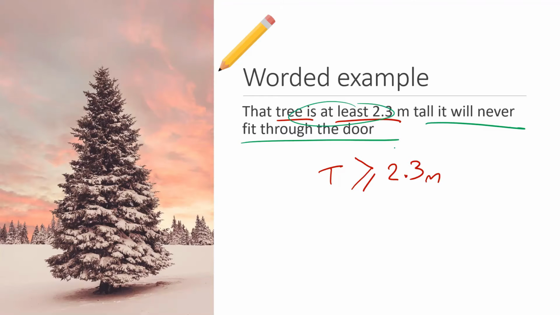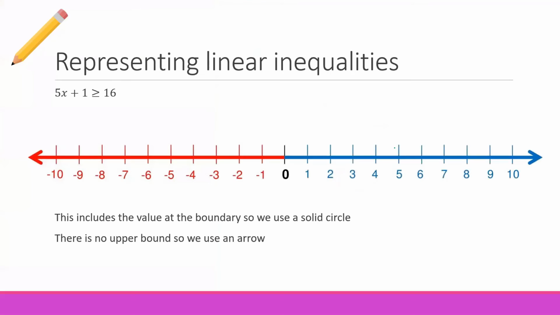The reason we need to know that is so that if we need to plot this type of information. So what I'm going to do now is show you guys how we go about plotting this kind of information. How does this link to our linear graphs? Well, let's look at this. Representing linear inequalities: 5x plus 1 is greater than or equal to 16. So how do I represent this?